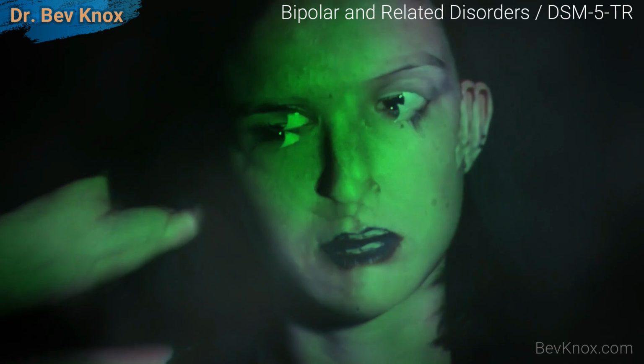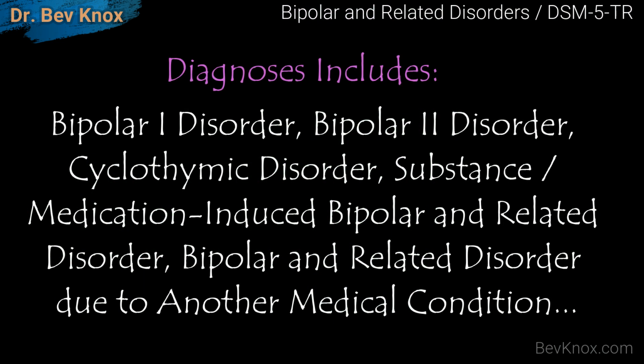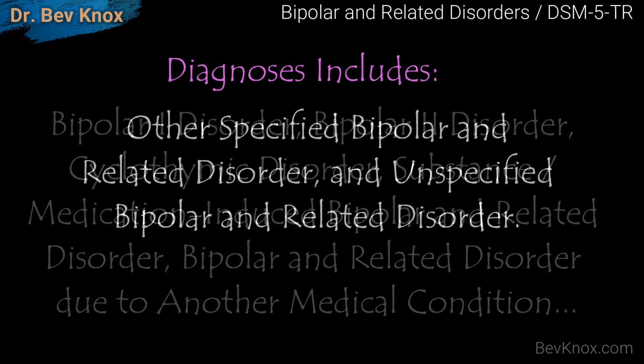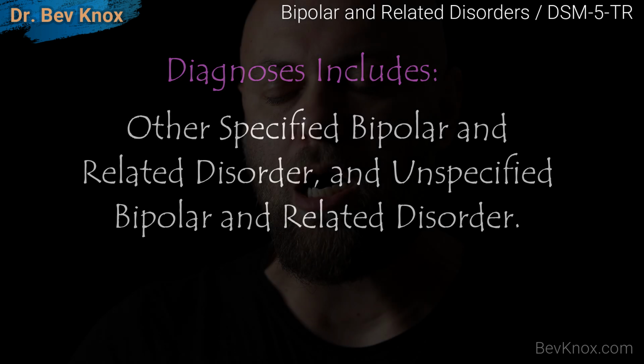In recognition of their place as a bridge between those two diagnostic classes in terms of symptoms, family history, and genetics, the diagnoses included in this section are bipolar 1 disorder, bipolar 2 disorder, substance/medication-induced bipolar and related disorder, bipolar and related disorder due to another medical condition, other specific bipolar and related disorder, and unspecified bipolar and related disorder.